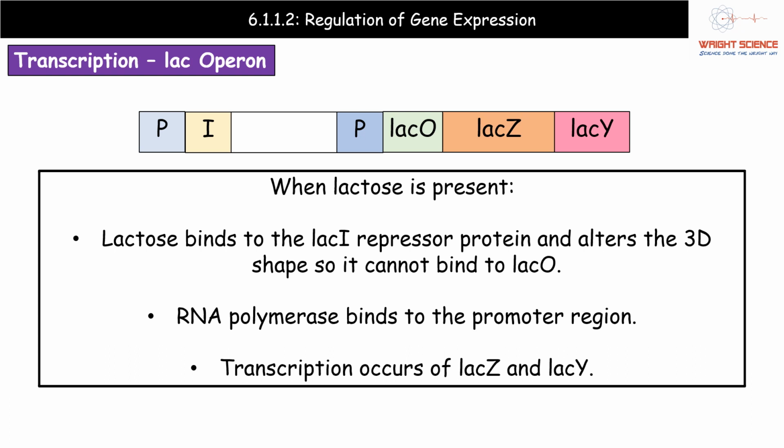So we're not now blocking the promoter region, which means that our little RNA polymerase can come in, bind to the promoter region, and then it's going to be able to move along and transcribe lac-Z and lac-Y, which means we're then going to be able to produce those enzymes.